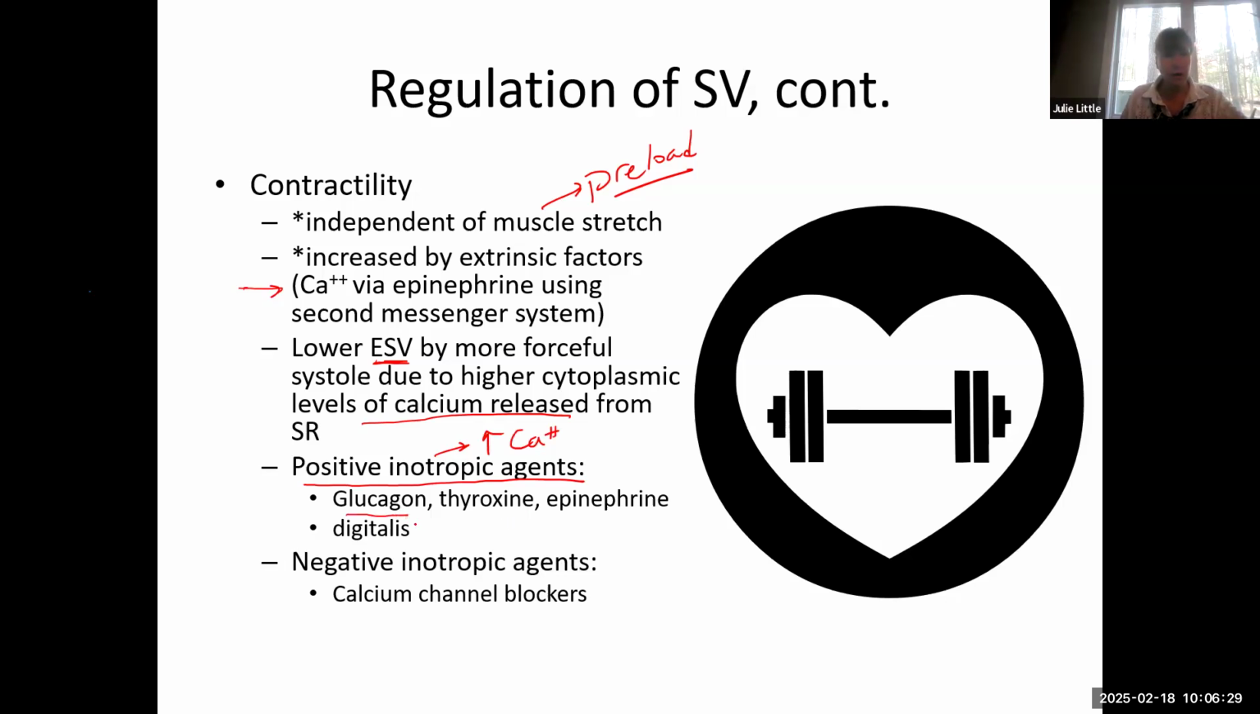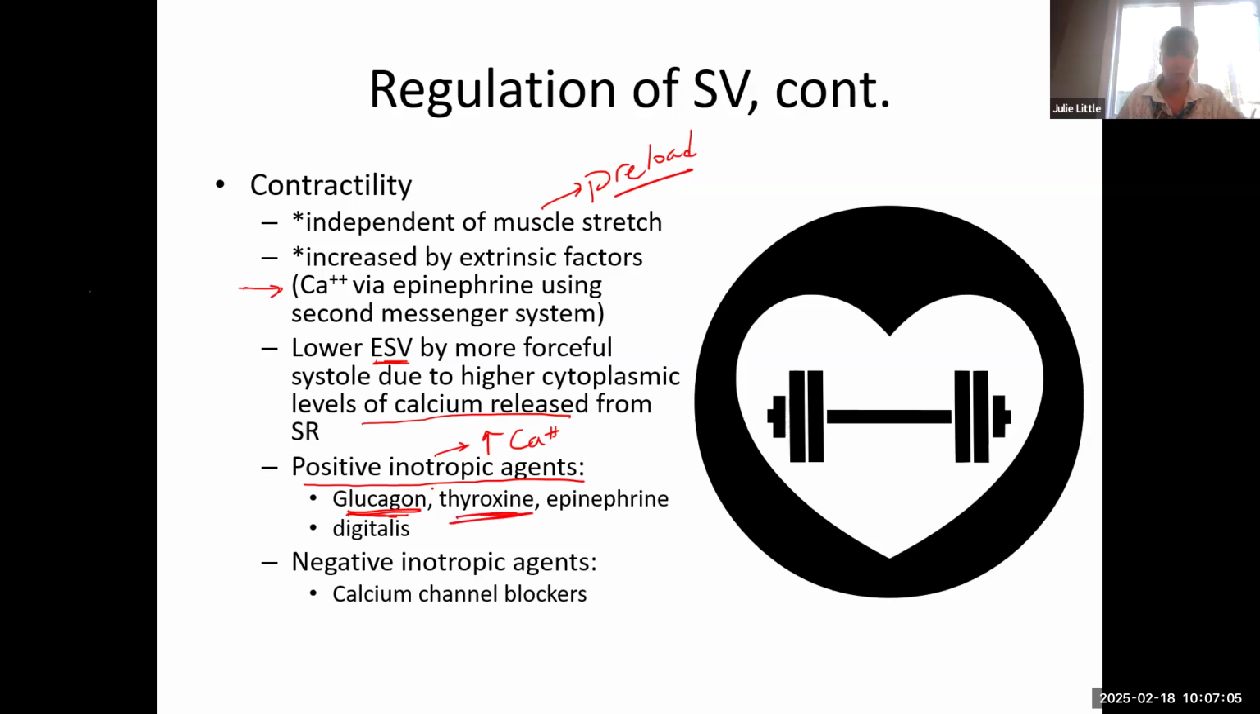Examples would be glucagon. Glucagon actually acts as a positive inotropic agent. When we were in the endocrine chapter, if you remember, glucagon increases blood glucose levels by going to the liver and telling the liver to break down glycogen to release glucose. But it also increases the calcium availability to the heart. So if they give you glucagon therapeutically, it can increase the contractility of the heart.